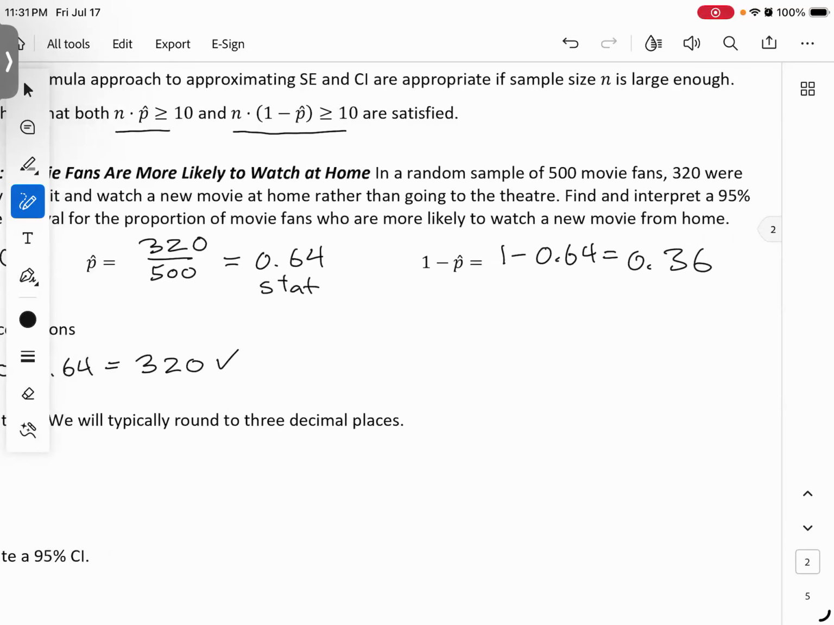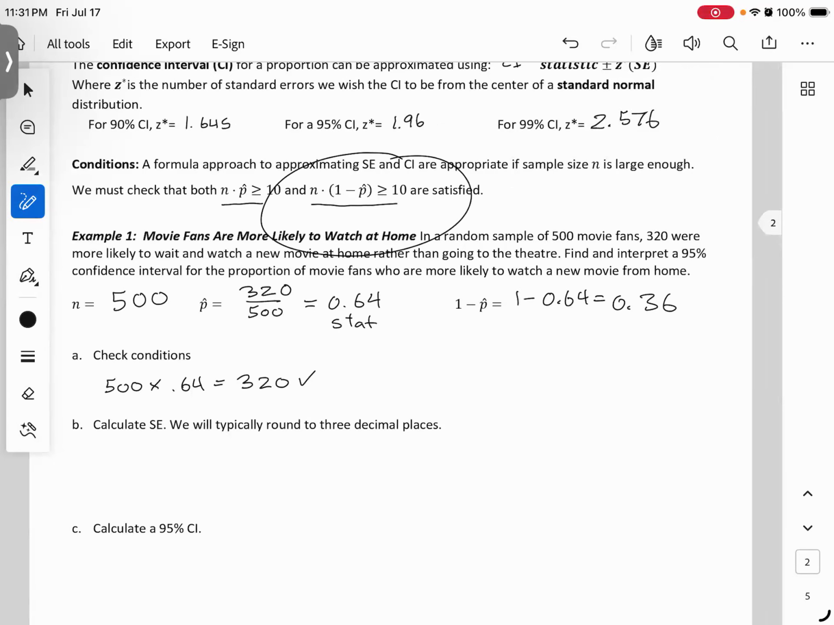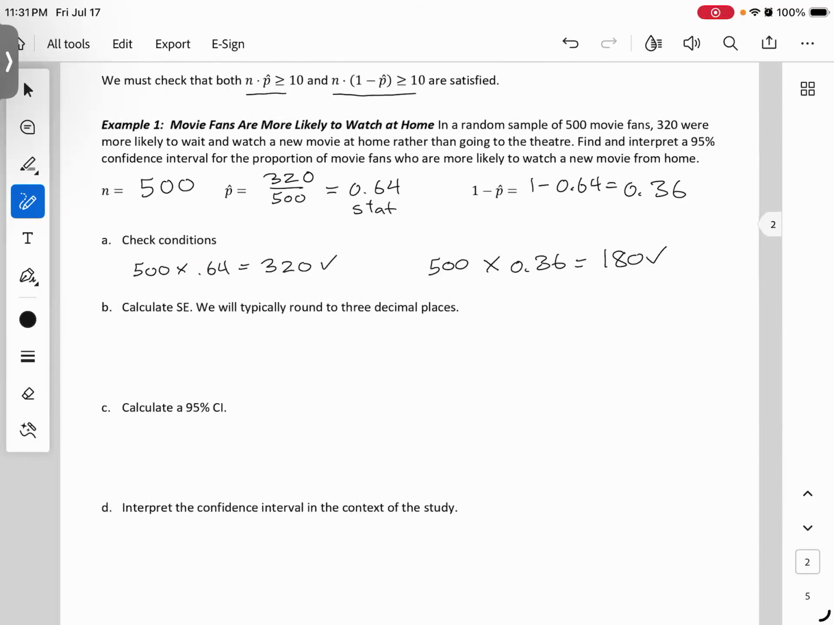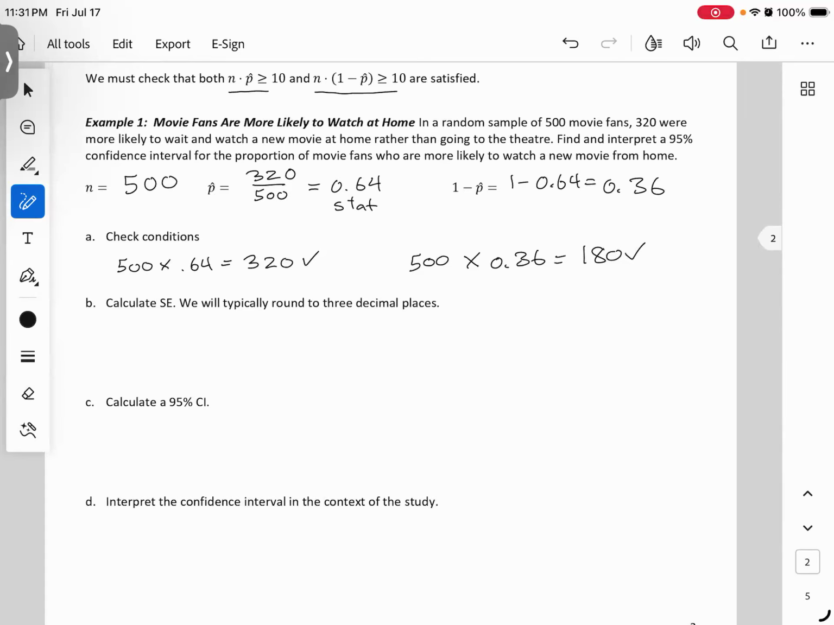And then we do the same thing with the complement. So you take your sample size and now you multiply it by the complement. And again, as long as you get something that's 10 or bigger, you're good. Just put a little check mark. Now, already seeing that they did a sample size of 500, that's pretty good.